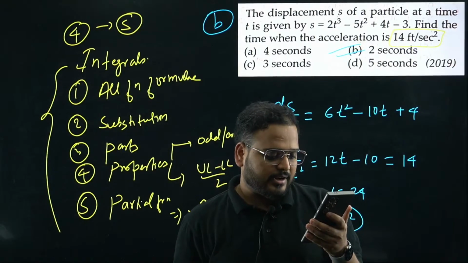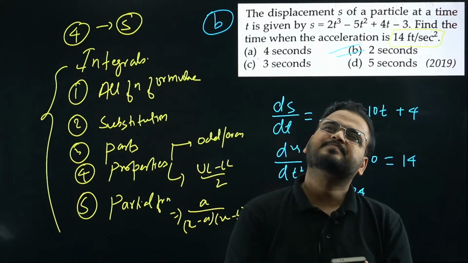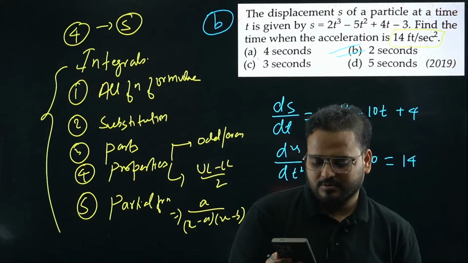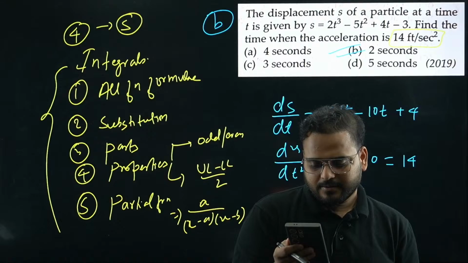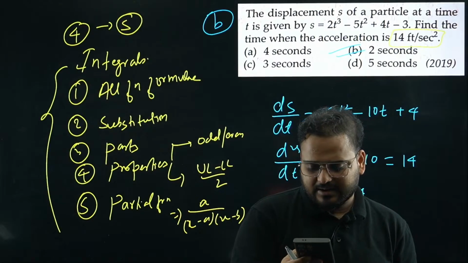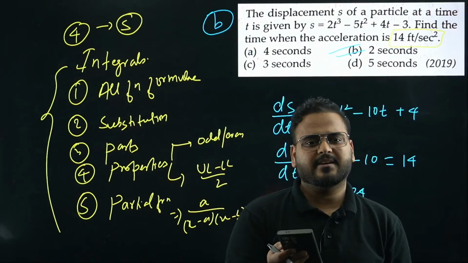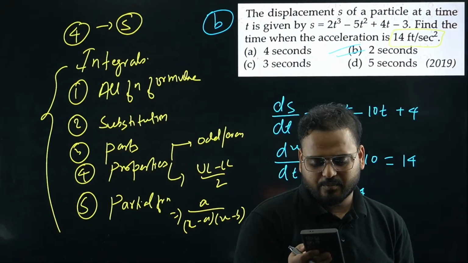Sir, in COMEDK under 10K rank, is 100 marks enough? I think 100 should be enough for 10K rank. Anagha says, sir, I got 100 in KSAT and 284 in boards. Can I get below 10K? Yes, I think you can get below 10K, right? 100 plus and 284 should be good enough.